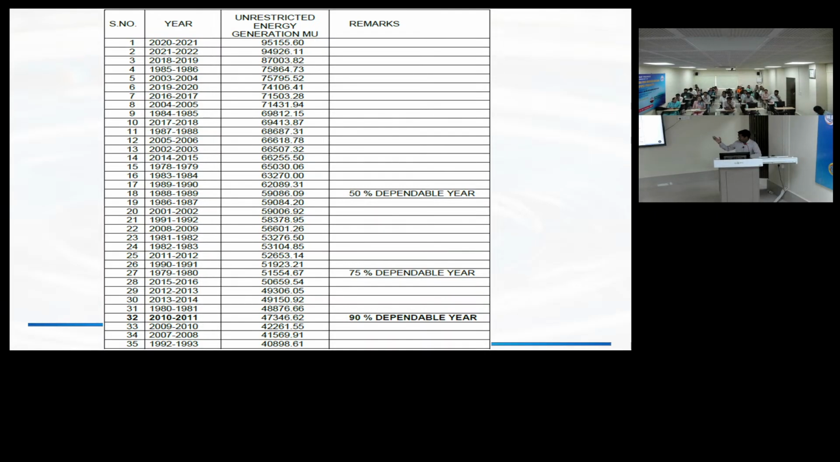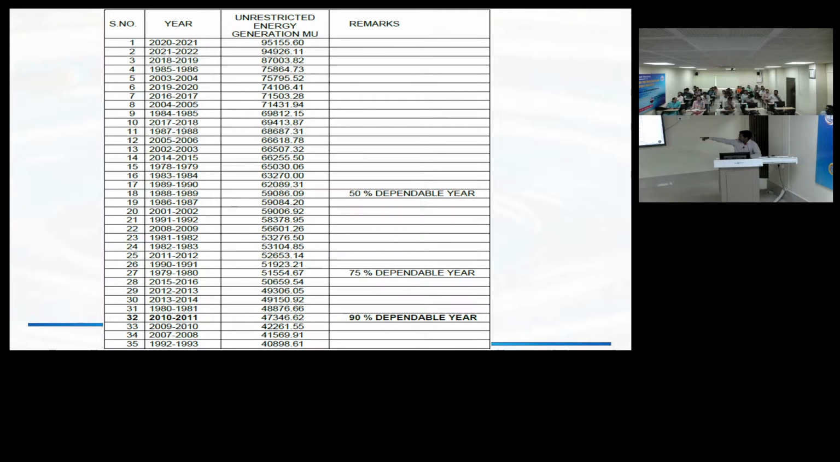So that is why, if you see the large dependability, 90%, that means almost throughout the year the value you can see is 47,000, whereas the starting values, let's say 10%, you can see 95,000. So less dependability means less time it is available. So that's how we have to fix the particular water year.